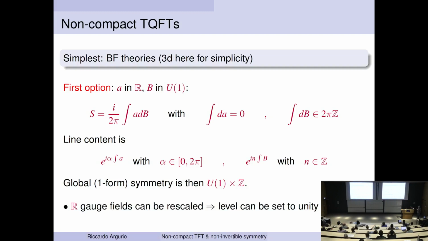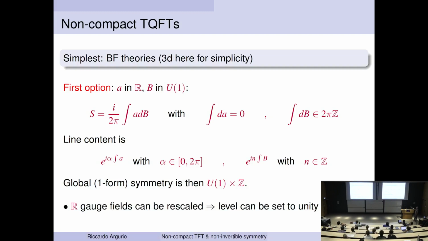So for instance, there are two options. Let's focus on BF theories in 3D to be very simple. So we have only lines. And so the first option in the BF theory, we have two connections. So let's take only one in R and the other in U1. When I say that one connection is in U1, it means that it has quantized fluxes. But if it's in R, then the fluxes have to be zero.